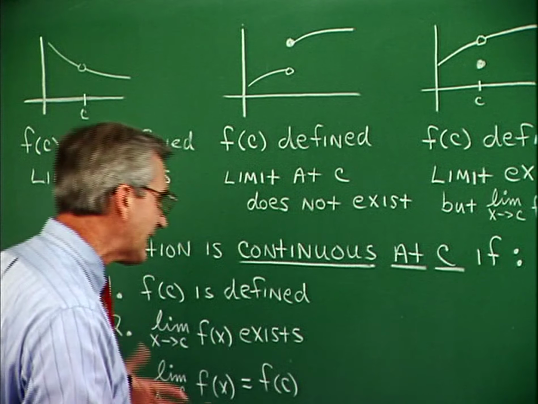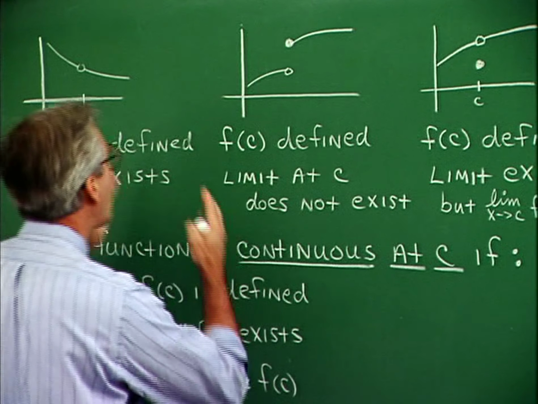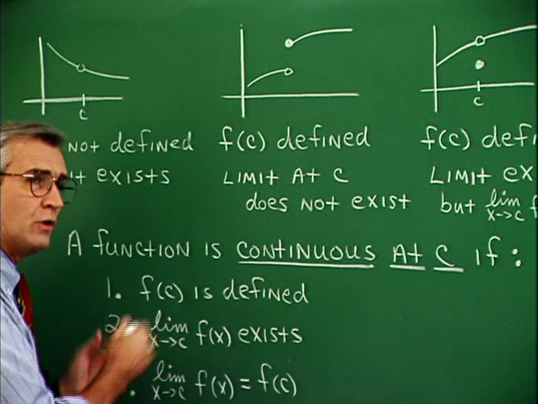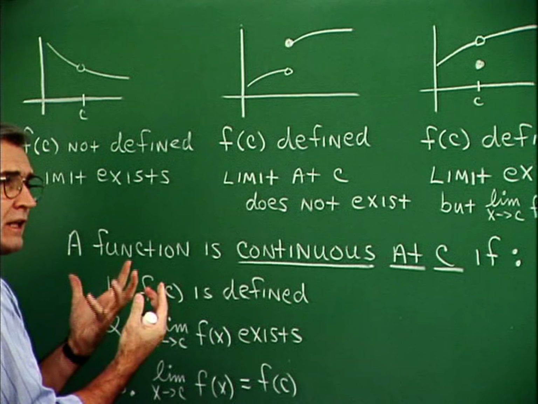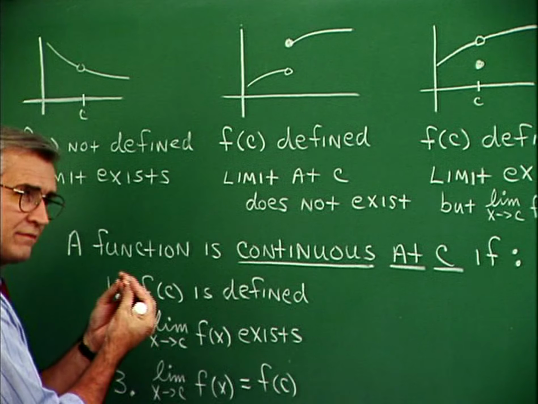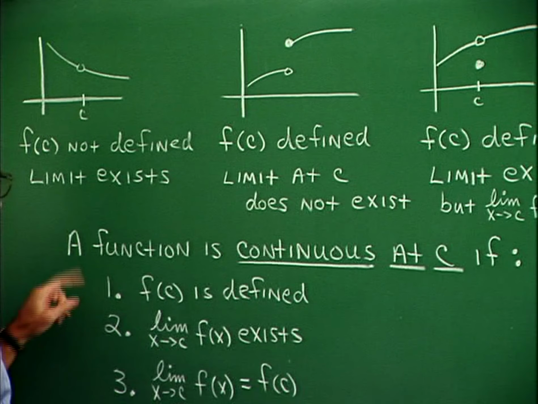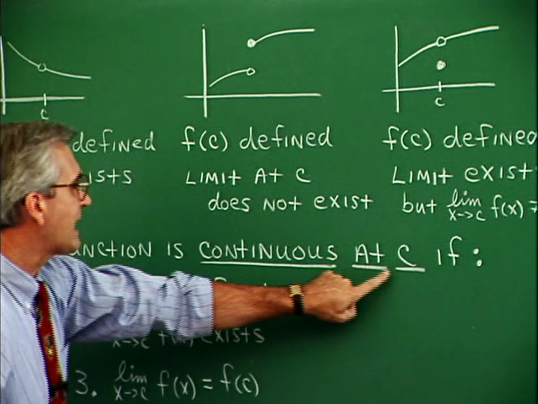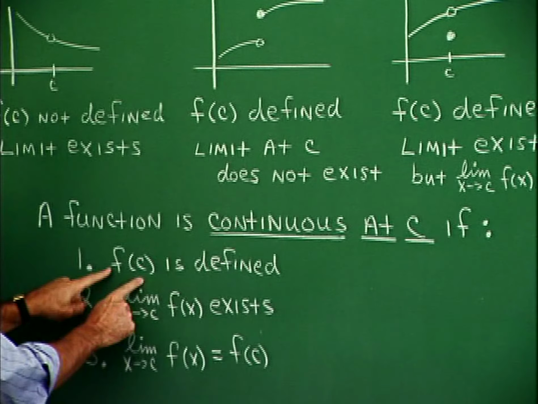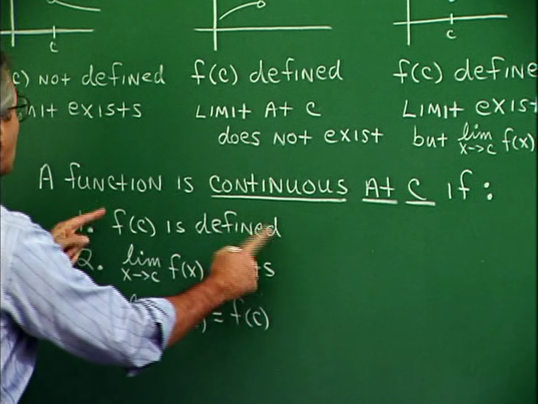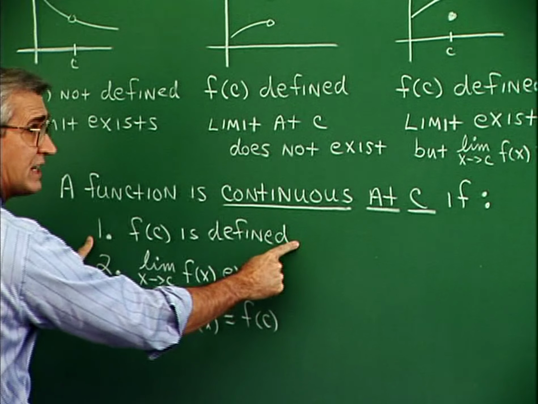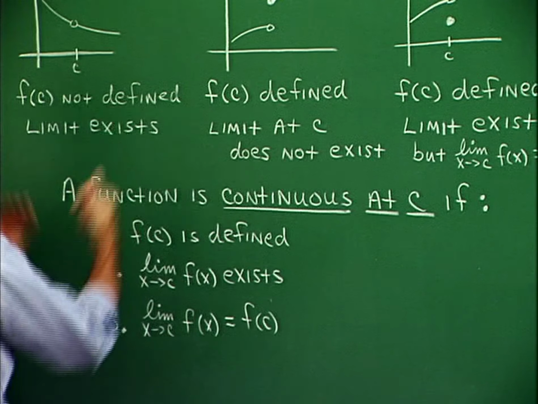Now, it turns out that if we can remove all of these problems, then we have continuity at c. And that allows us to make a definition for a function being continuous at c. So a function is continuous at a point c if these situations occur. Number one, f of c is defined. Now notice here f of c was not defined, so this part of the definition is taking care of that circumstance.